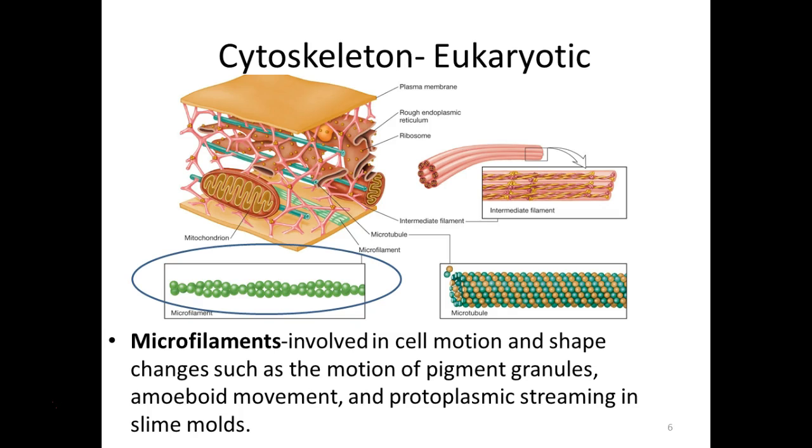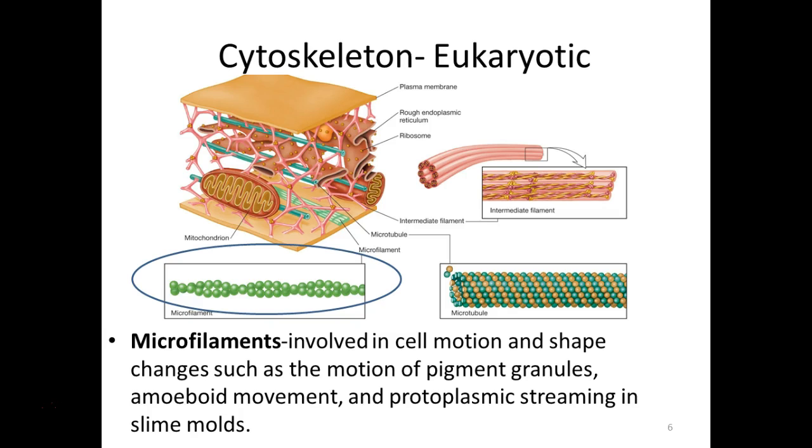So the first one that we're going to look at in a little bit more detail is our microfilaments. And these guys are involved in cell motion and shape changes. So especially organisms like amoeba that don't have cell walls, right? And we know they can very much distort their shape. And how they distort their shape is that literally these microfilaments are moving, pushing from the inside, pushing that membrane and the cytoplasm.